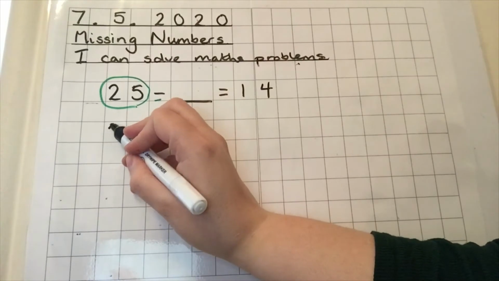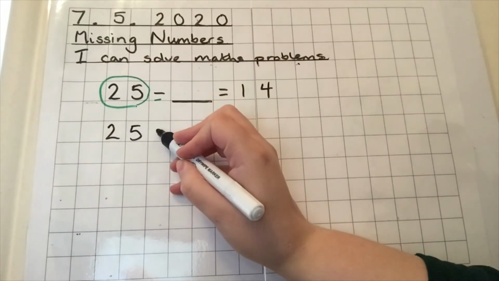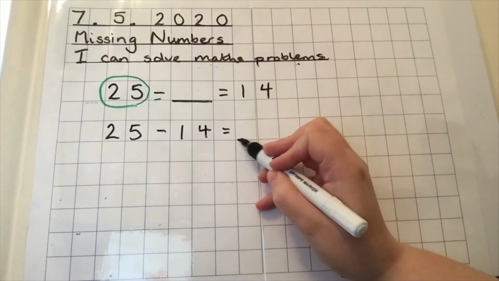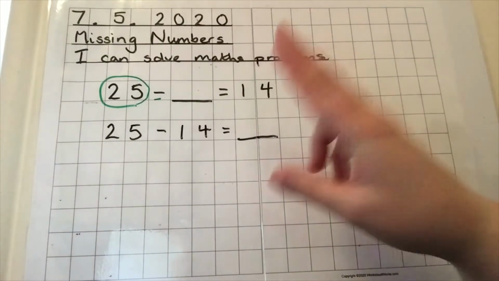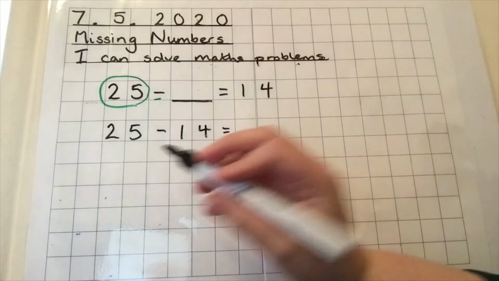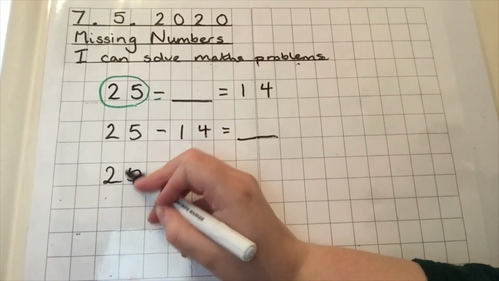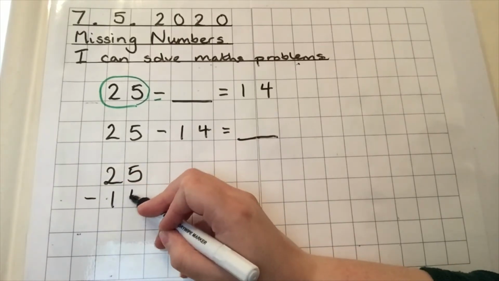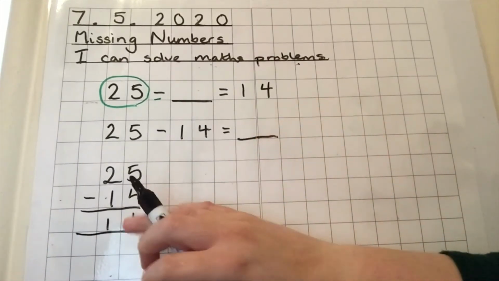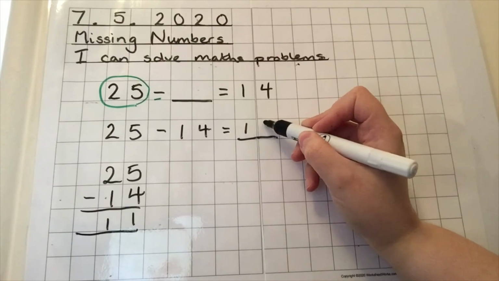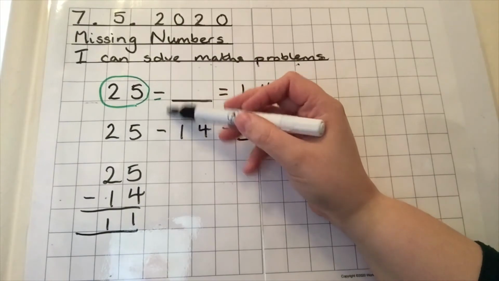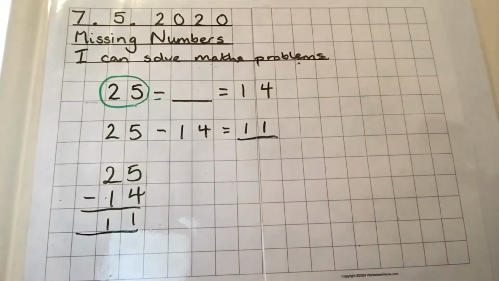Remember the other fact family. So I can have 25, take away the small number equals the other small number. So this time I've just swapped those two over. And then I'm going to solve it as a chimney sum using column subtraction. And I get 11. So this time the sign stayed the same. The only thing that changed was those two.